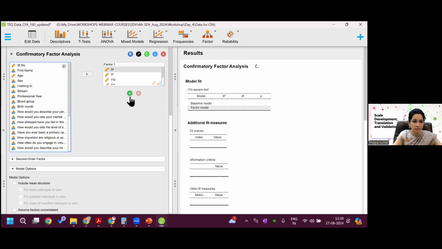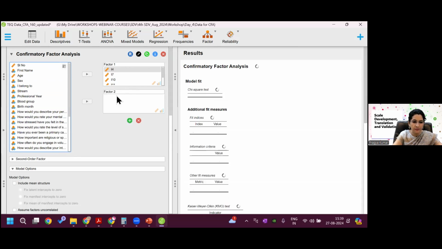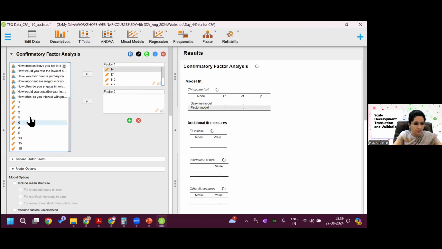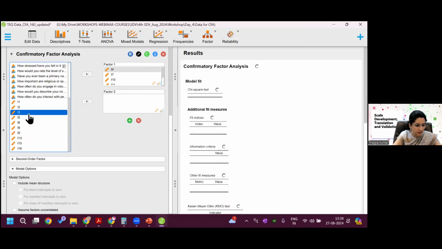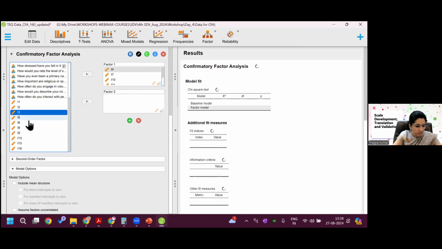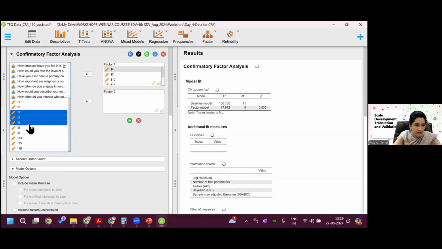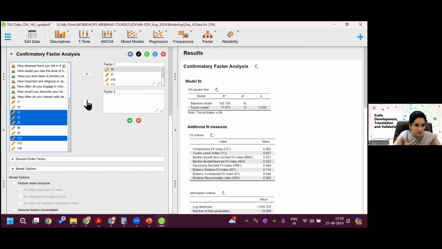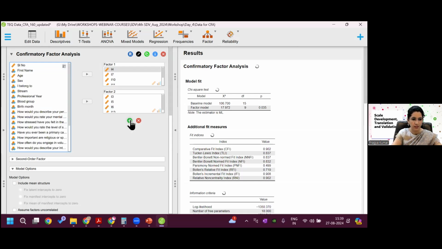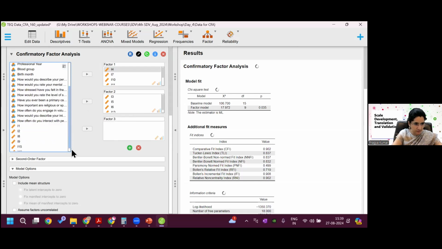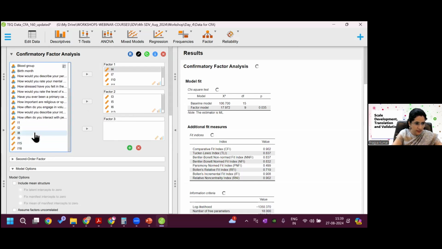Now, can you see a plus sign here? Add this plus sign here. Under factor 2, there were 4 items: 3, 5, 6, and 13. So I will enter 3, 5, 6, and 13 in factor 2. And then items 8 and 9 in factor 3.